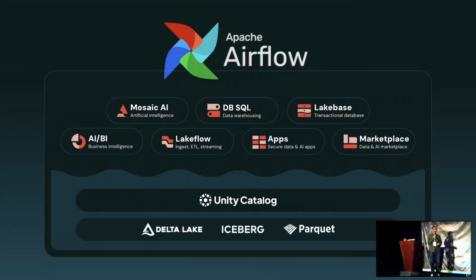So everything we've shown you so far can be managed using the Databricks API. So what that means is you can orchestrate all of these products from Airflow. And what we typically see is 2 patterns of how people orchestrate Databricks from Airflow.